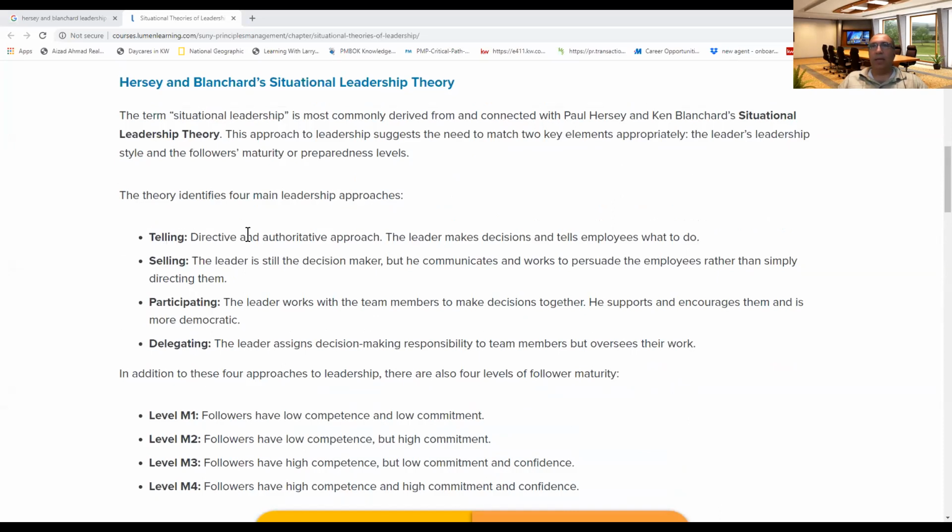Telling is a directive, authoritative approach. The leader makes the decisions and tells employees what to do. Selling is where you communicate and persuade them rather than simply directing them. In participating, the leader works with the team and they make the decision together, and the leader supports them. And delegating is where you assign the decision making to the team, but you still oversee the work.